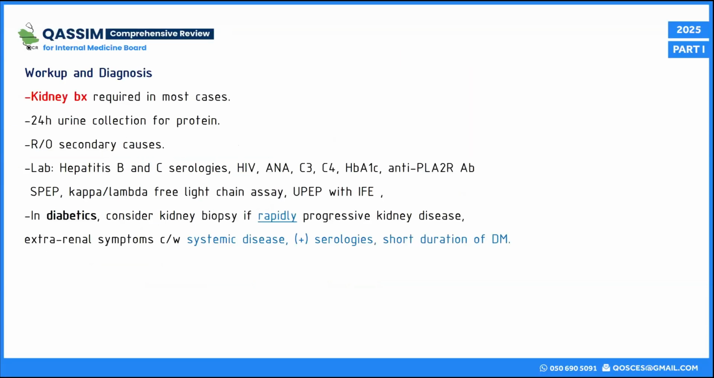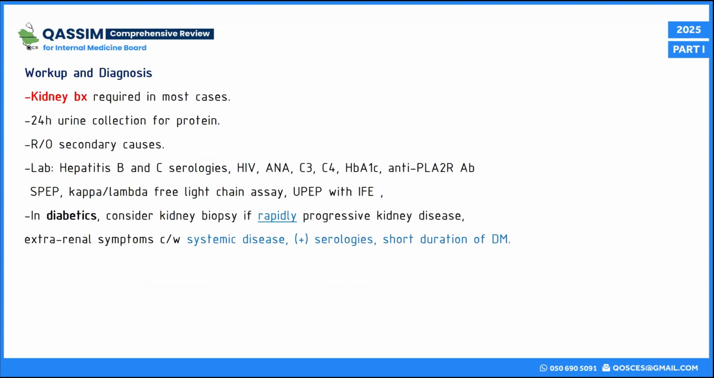If the patient presents in the ER with features of nephrotic syndrome, what labs will we send? We have to rule out secondary causes such as hepatitis B, hepatitis C, HIV, C3, C4, and autoimmune disease. And then, of course, the ultimate diagnosis will be by kidney biopsy.